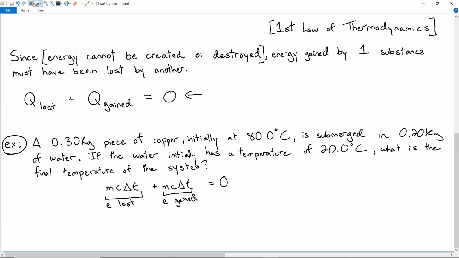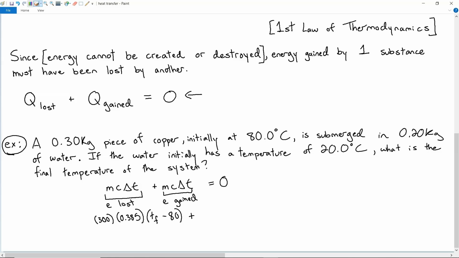Looking at copper, we're given its mass in kilos, but I'm going to turn that into grams because earlier we were looking at heat capacity in joules per gram Celsius. So let's keep things consistent. The mass will be 300. The C value, I believe, was 0.385. And then for our temperature change, we don't know what the final temperature of copper is, but we were given its initial temperature. So I'm going to leave final temperature as a variable, and I'm going to subtract that from 80.